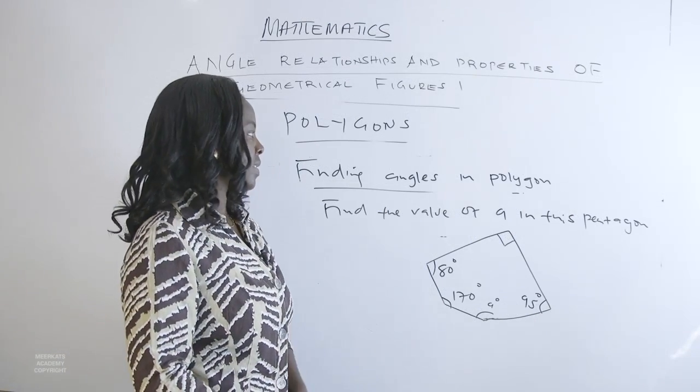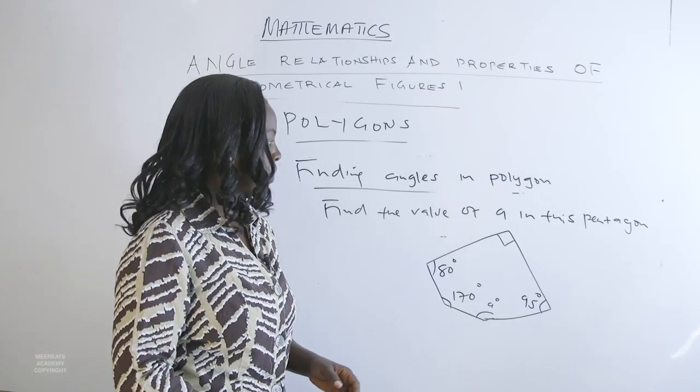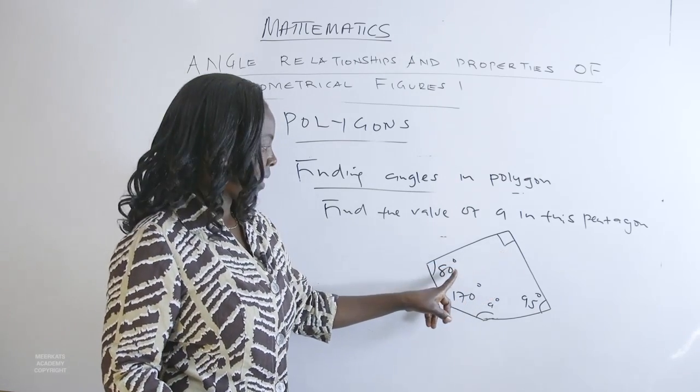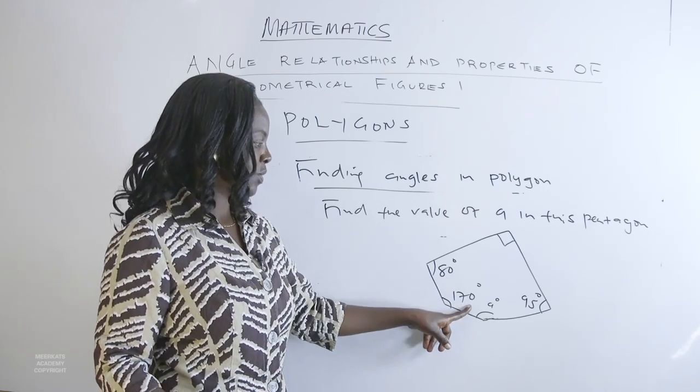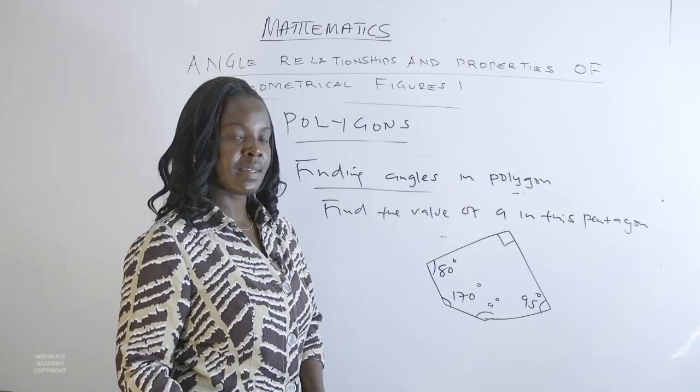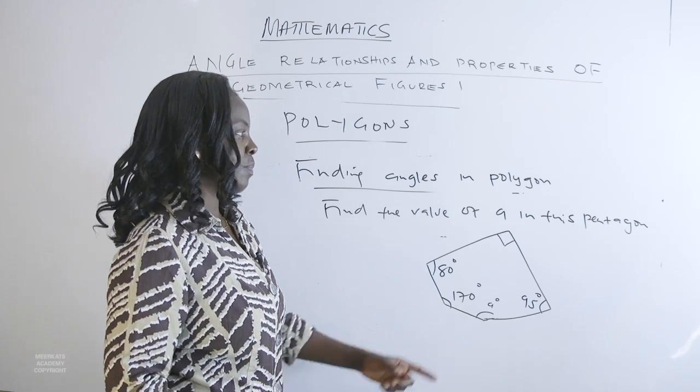So let's look at this other example, finding angles in a polygon. We have this diagram that has a right angle, another angle is 80 degrees, another is 170, another is A, and the other is 95. So it's a pentagon.